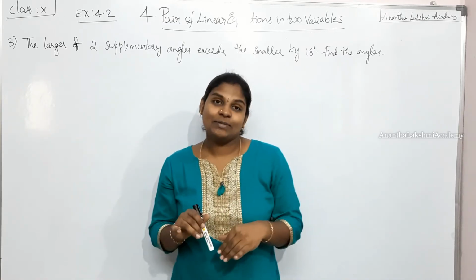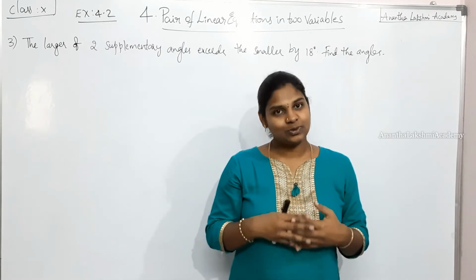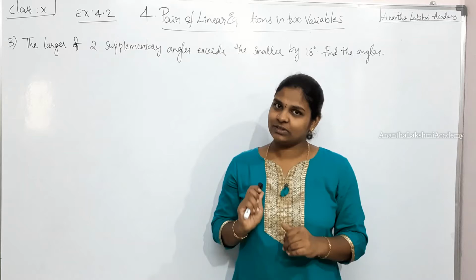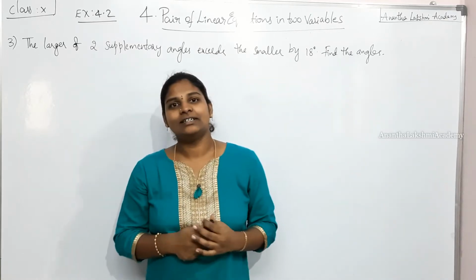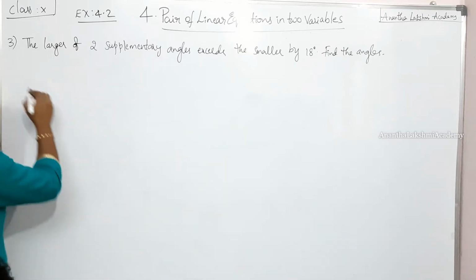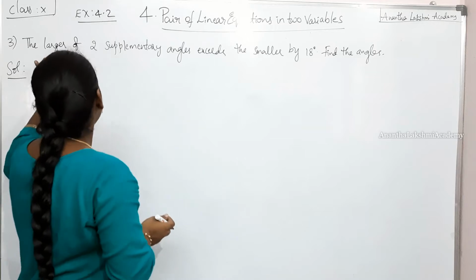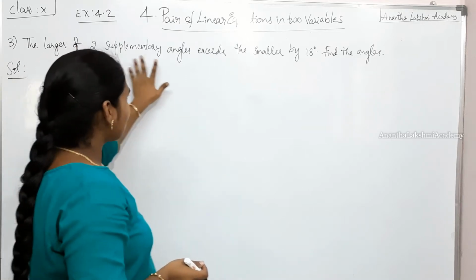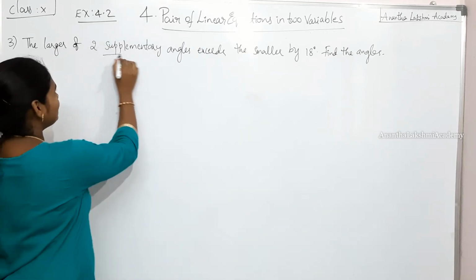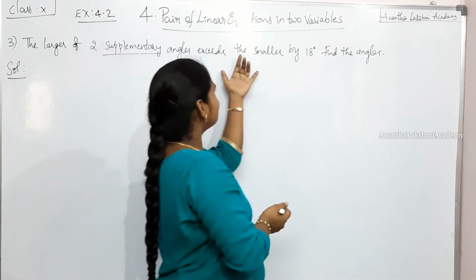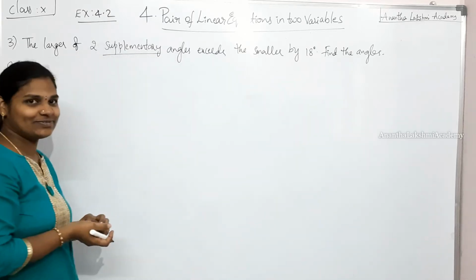If you are directly coming to this video without listening to the earlier videos, I would suggest you go through them as well to have a better understanding of these videos. Alright, so let me get started with the third problem. Let me read out the problem for you. The larger of two supplementary angles, underline the words supplementary angles, exceeds the smaller by 18 degrees. Find the angles. Simple question, no? Just one line.